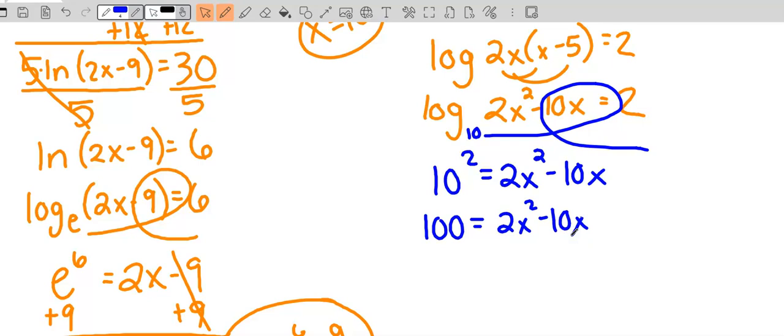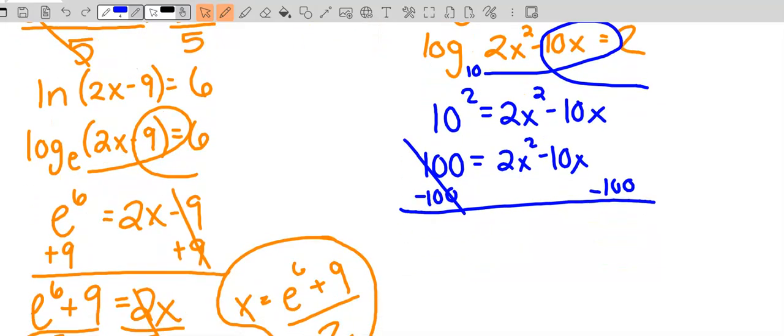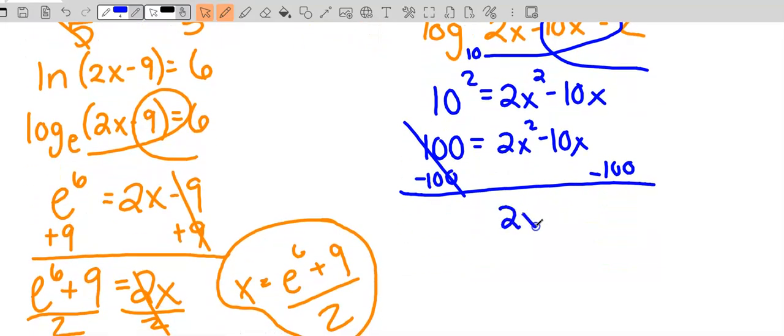To solve a quadratic, we need it to equal 0. So I need to move this 100 to the right side. So subtract 100. You can't subtract 100 under any of its like terms. There are no like terms for that one. So again, this quadratic is 2x squared minus 10x minus 100. Because now my problem equals 0, and that is how we solve quadratics.